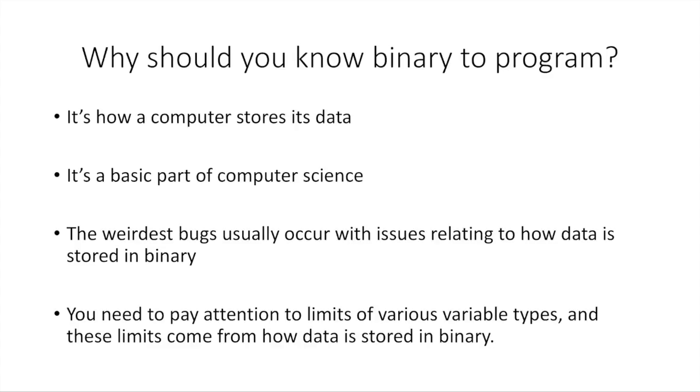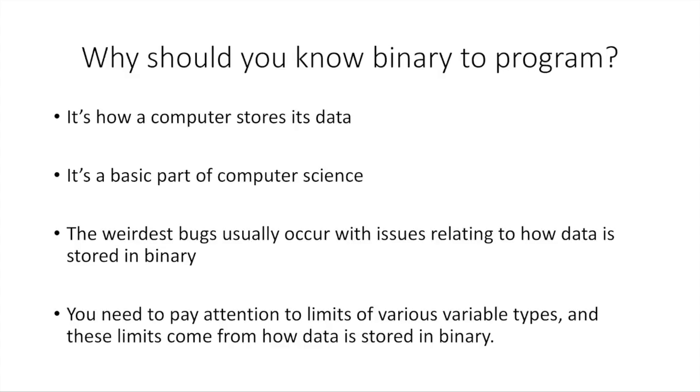And the weirdest bugs, errors in your code, usually occur with issues relating to how data is stored in binary. So if you already know how data is stored in binary, when you see this bug, it'll click. It'll go, oh, aha, I know. This is an issue because I didn't store it right in binary. So it's a good thing to know. You do need to pay attention to the limits of various variable types. Variables are those places in memory where you're storing your data. These have limits, and the limits come from how the data is stored in binary.